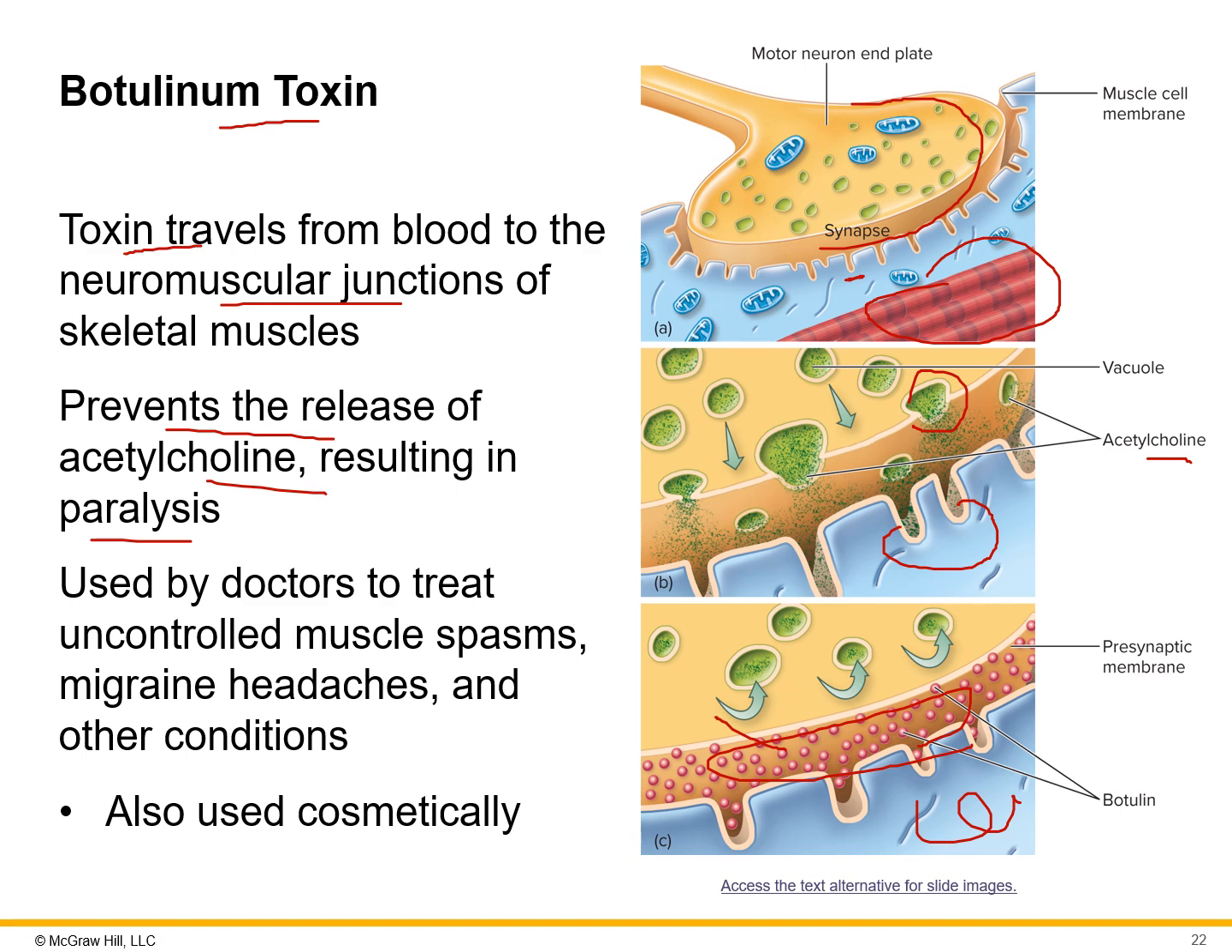So because of that, it can actually be used by doctors to treat spasms. So again, it would cause them to relax. It can also be used to treat migraine headaches and some other conditions. Also cosmetically, so Botox injections that help with wrinkles and that type of thing are injecting this botulinum toxin into those areas.